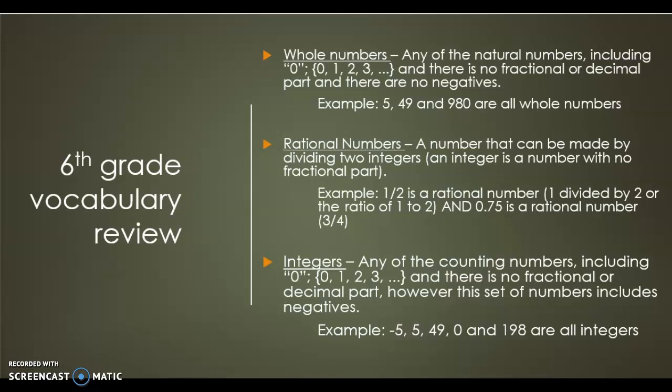Then we move on to integers. Any of the counting numbers, including 0, of course, 0, 1, 2, or 3. But wait a second, that sort of looks like whole numbers if you ask yourself, right? But the only difference is there is no fractional or decimal part. However, this set of numbers includes negatives. So, for instance, I could have 5 is an integer. Negative 5 is its opposite and also an integer. What about 49? Yes. 0? Yes. And the number 198? They are all integers.